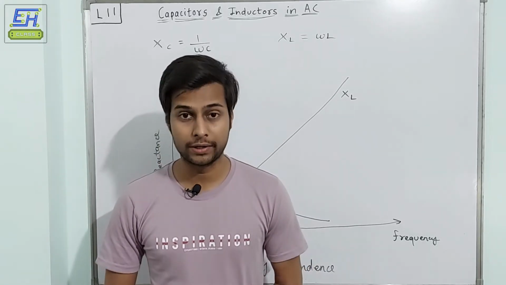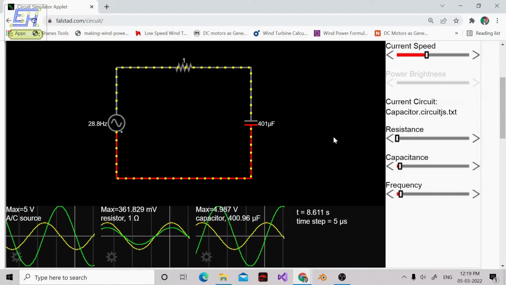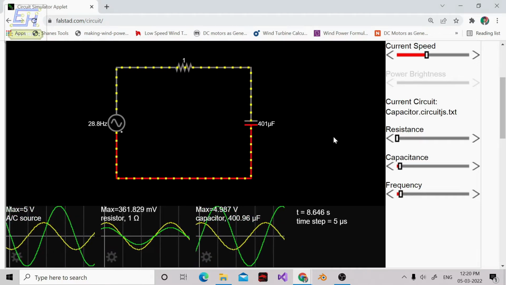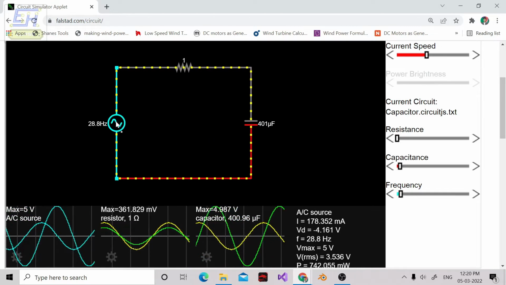Now, to better understand the theory, let's go through some circuit simulations in which we'll simulate some capacitor and inductor circuits. I have opened the fullstack.com online circuit simulator. It's a really good online circuit simulator which you can use to visualize your circuits. First we'll see the series RC network, which is energized by an AC source.